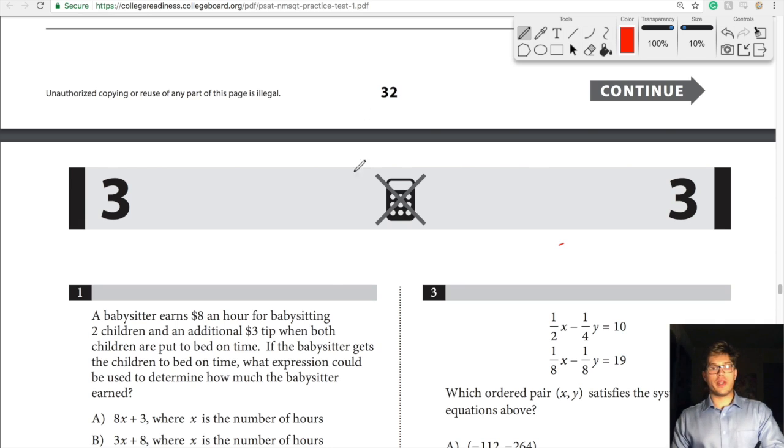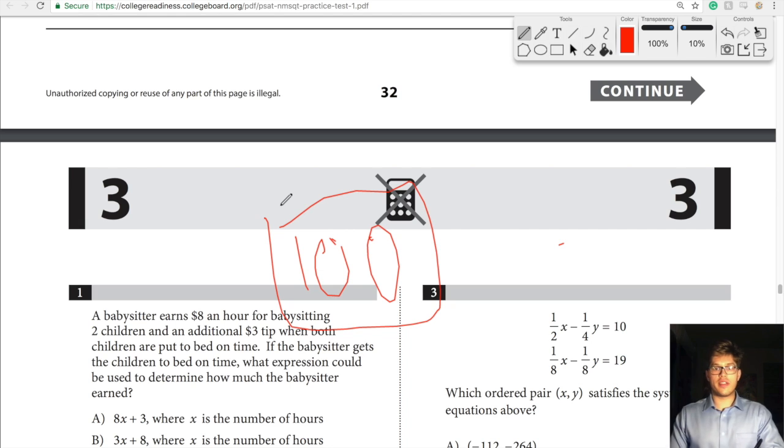Awesome! So we got a big fat 100 on this test.